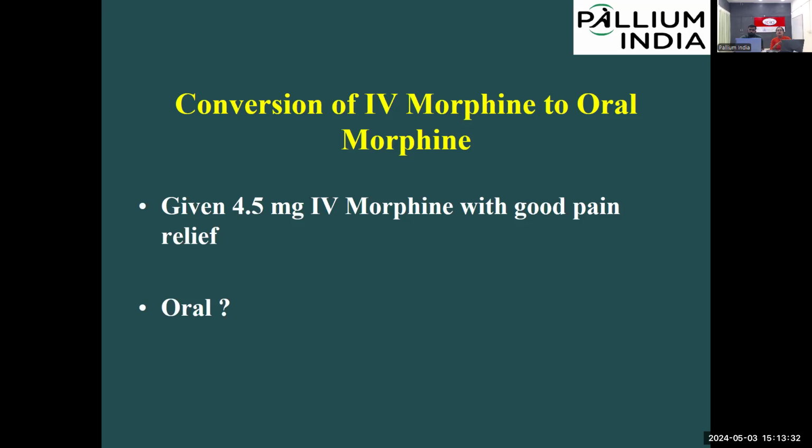So 4.5 milligram of IV morphine is being converted to 5 milligram, that is the next available dose. Morphine available dose is 10 milligram, so we can take half the dose. So 5 milligram of oral morphine, the patient is sent home.